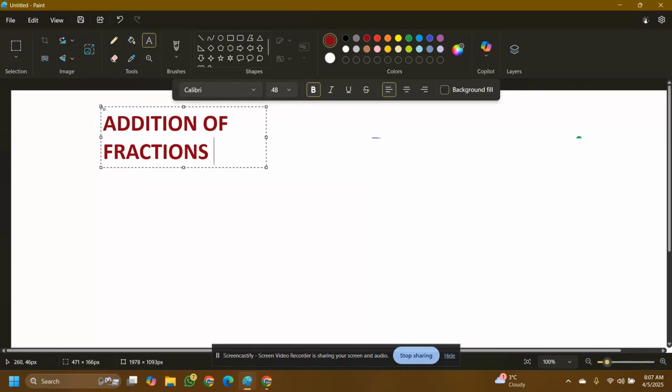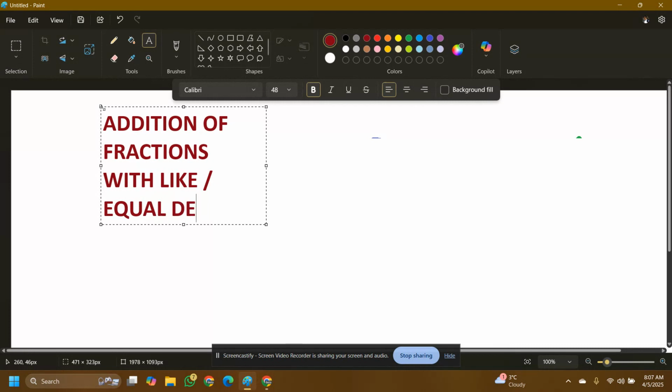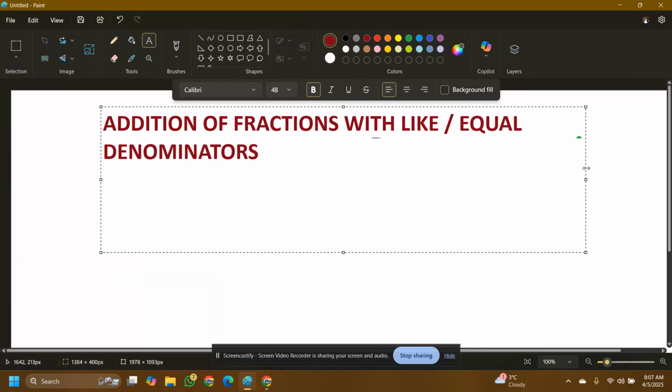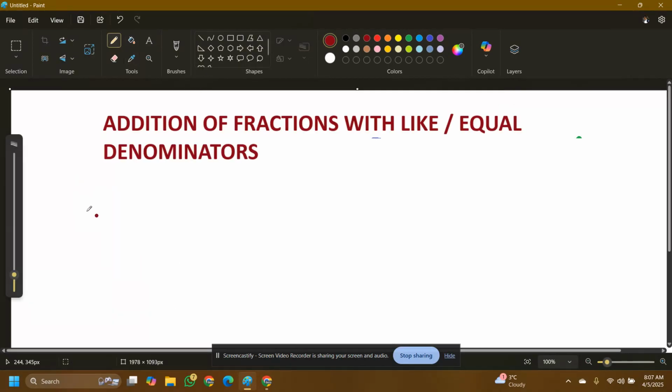So I'm going to write here really quick the addition of fractions with like or equal denominators. So how does that work? Now we have a fraction 3/7, as I have explained in the previous lesson, plus, which is the operation used over here, 2/7. So there are 7 parts. Out of the 7 parts, we are taking into account 3 parts.